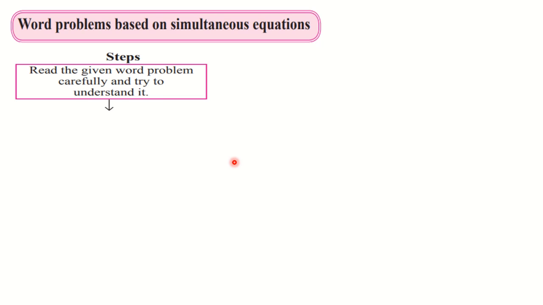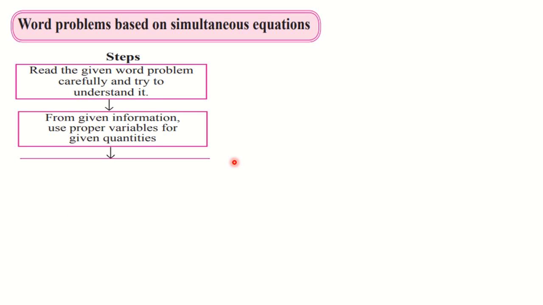Okay, so here the next step is what? We have to take the proper variables for the required quantities. Like if we want to find the ages of two persons, then one person's age we will take as x, other person's age we will take as y. So we have to take proper variables for the given quantities. You can take any alphabets, but generally we are taking x and y only.